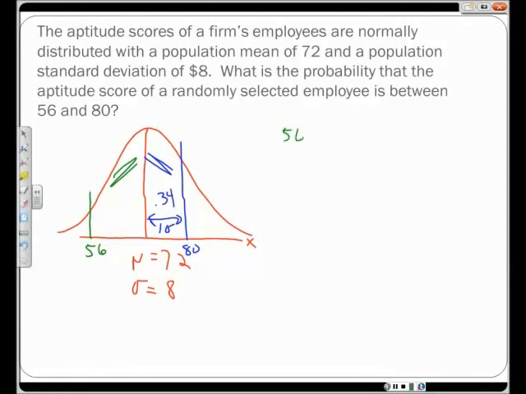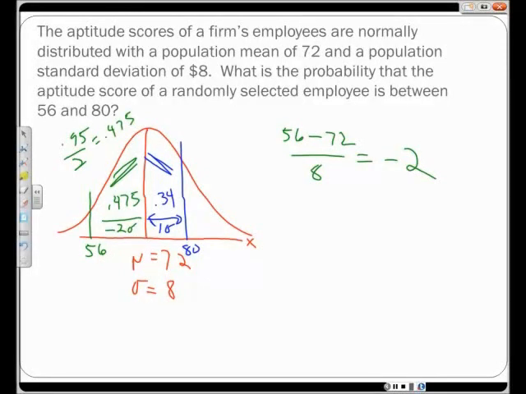So the 56 minus 72 over 8, that's minus 2. So this is minus 2 standard deviations. And we already know that's half of 95, or 0.475. That's just 0.95. And then add those together.